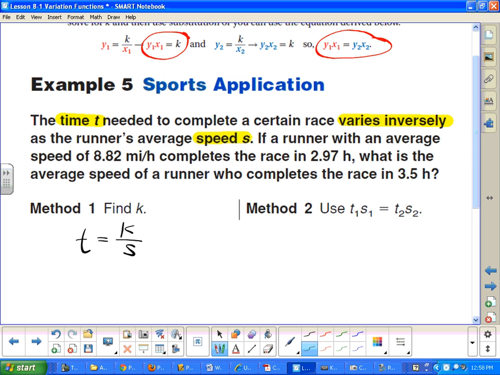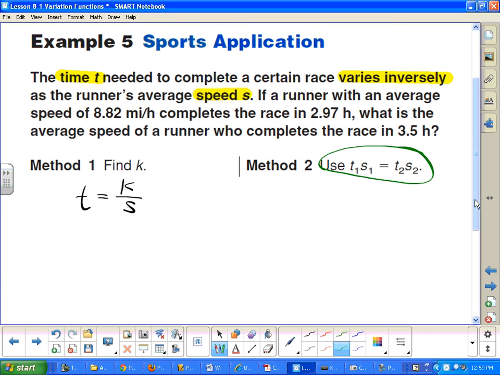Or, as they've already written it over here, time sub 1 times speed is equal to time times speed. What is that? Tell me. Really, what does time times speed tell you? Okay, it tells you distance. How fast you're going, multiplied by how many hours or minutes you travel, is going to be equal to the distance.